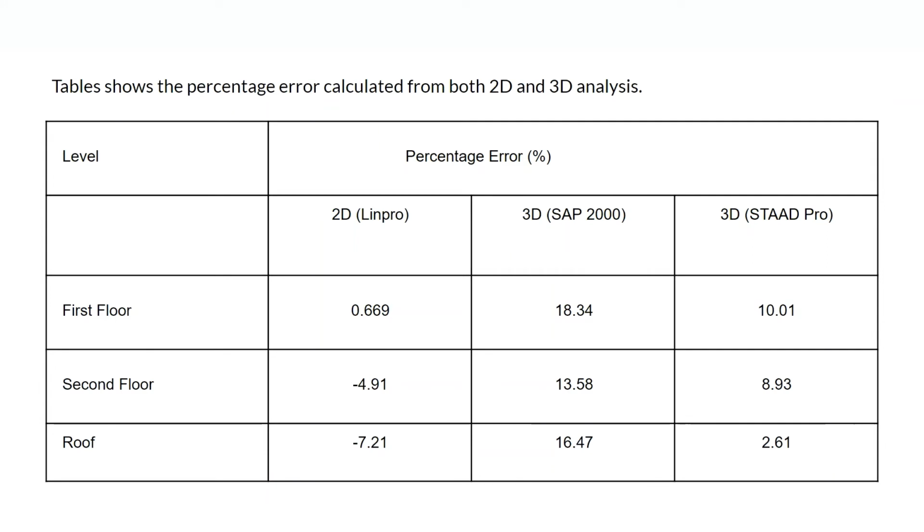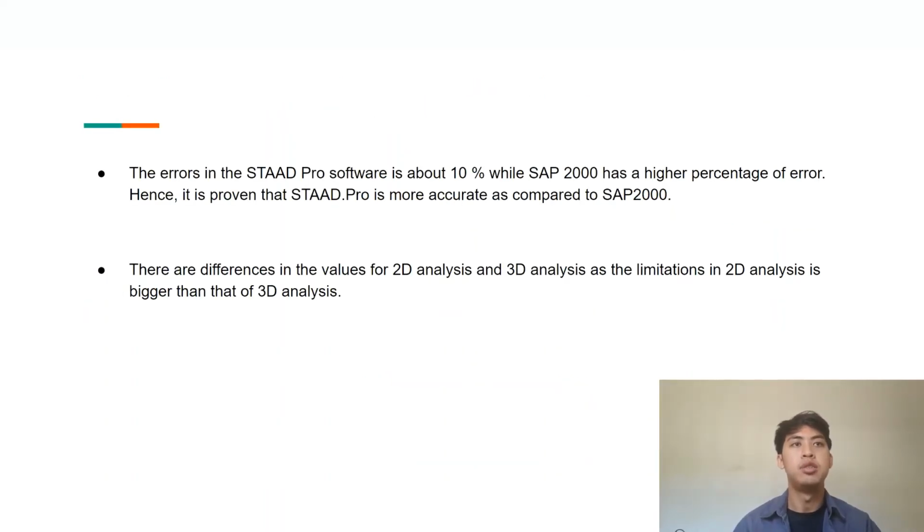As you can see here on the 3D side, we notice that StatPro is a lot closer to the exact value, which is the manual calculation, than SAP 2000. This shows that StatPro is more accurate and more precise compared to SAP 2000 software. We deduced that there are differences in the values for 2D and 3D analysis due to the limitations in the 2D analysis part.